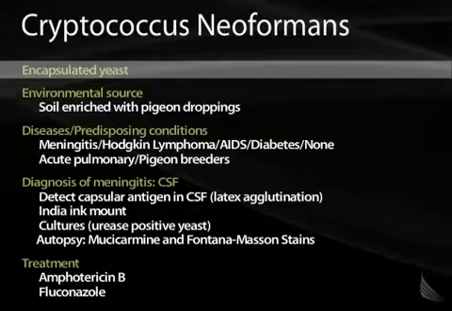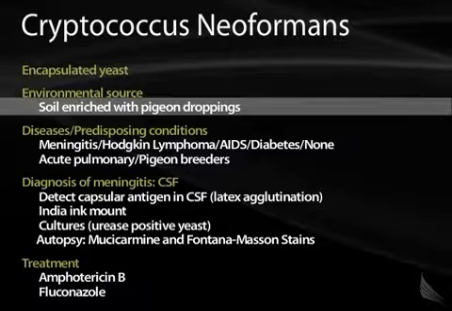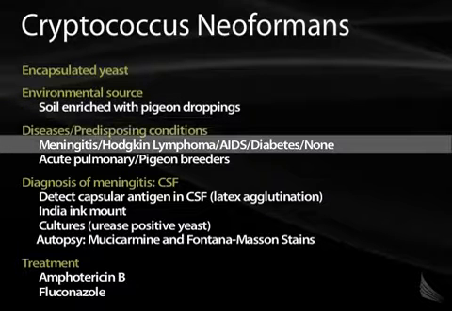Cryptococcus neoformans is an encapsulated yeast, and that capsule is important diagnostically. We get it from soil enriched with pigeon droppings. Remember, with histoplasmosis, we worried about bird and bat droppings. With Cryptococcus, we worry about pigeon droppings specifically. It can cause meningitis in people with Hodgkin's lymphoma, AIDS, diabetes, or with no immunosuppression.